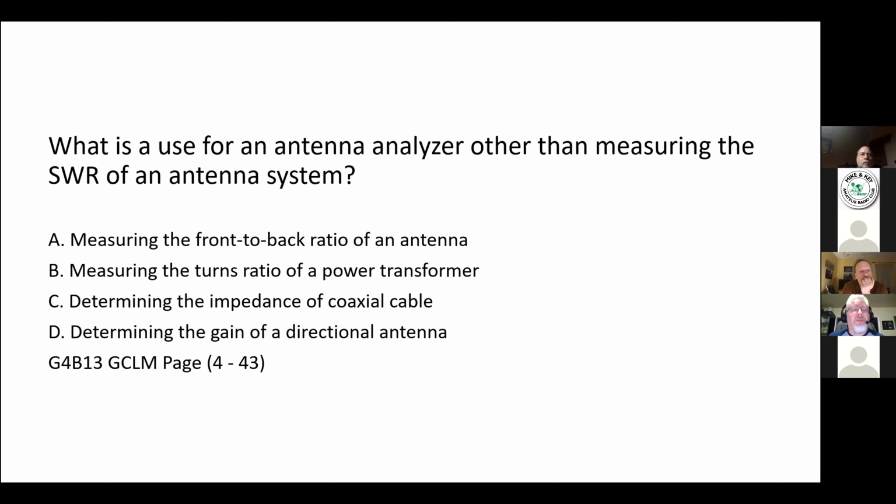What is the use for an antenna analyzer other than measuring the SWR of an antenna system? A, measuring the front to back ratio of an antenna. B, measuring the turns ratio of a power transformer. C, determining the impedance of coaxial cable. Or D, determining the gain of a directional antenna. Charlie, the impedance of a coaxial cable. That is correct.